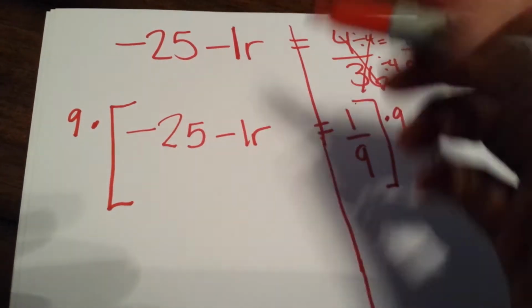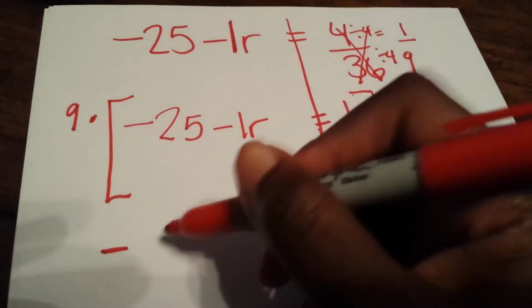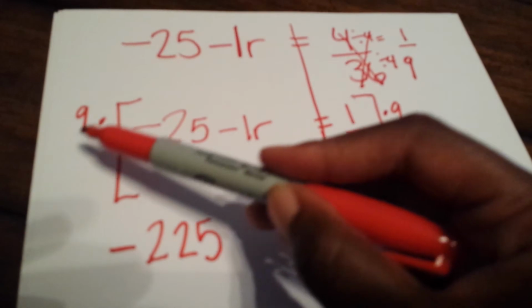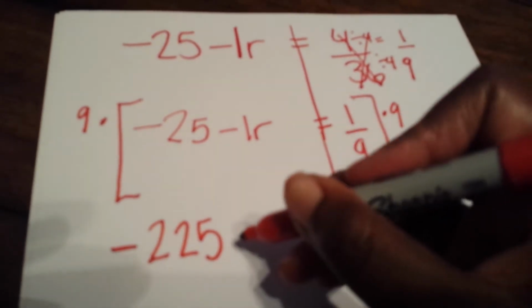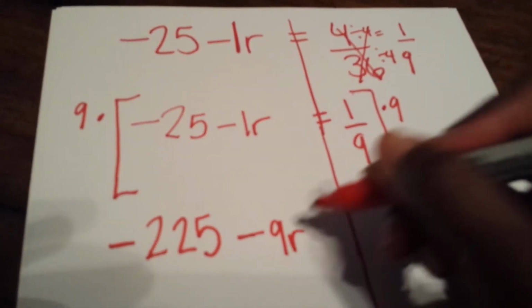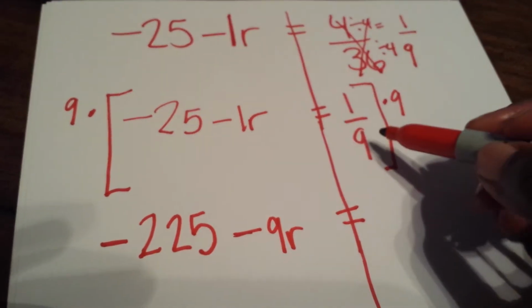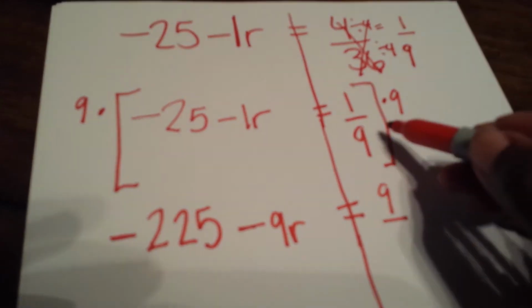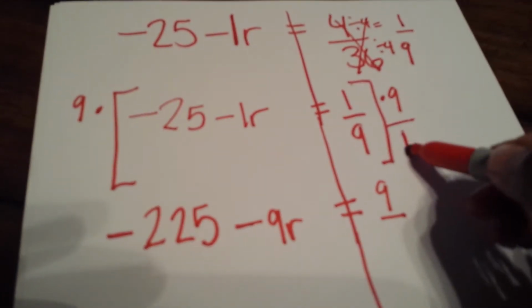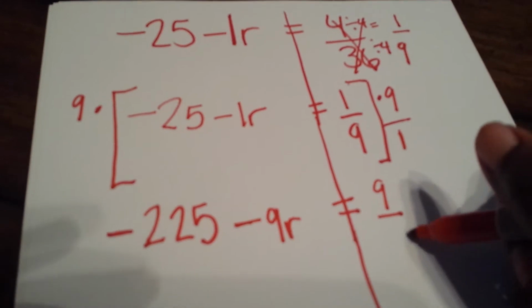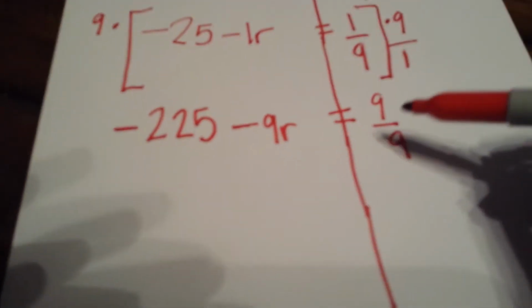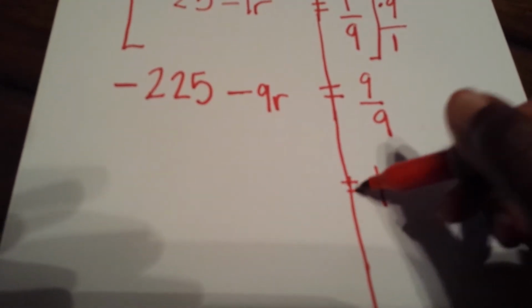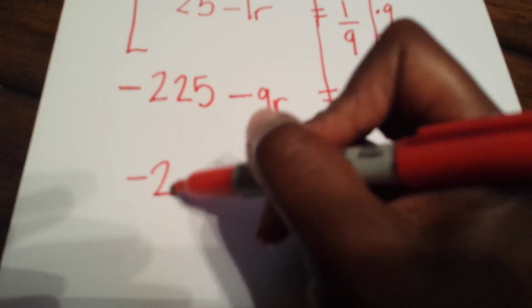9 times negative 25 is negative 225. 9 times negative 1r is negative 9r. 1 times 9 is 9. And then, of course, if you don't have a denominator, you know that that's 1. 9 times 1 is 9. So I can go ahead and divide this out and get 9 divided by 9 is 1. And bring everything else down.